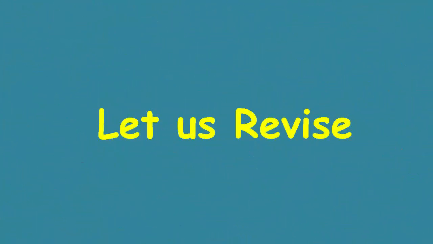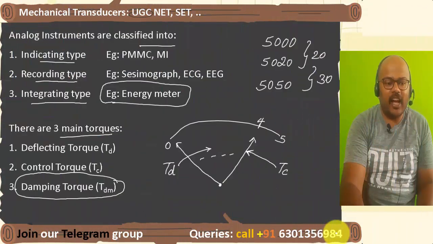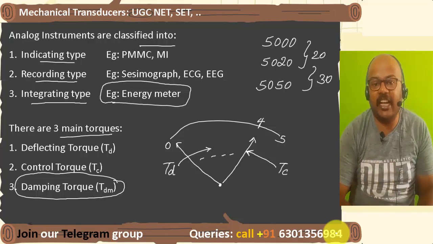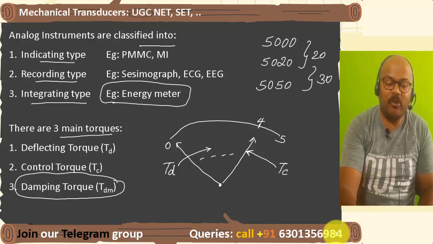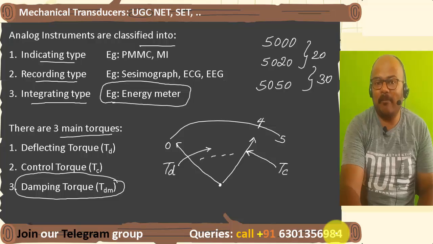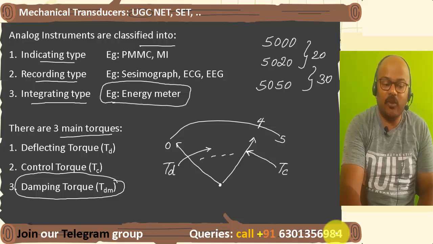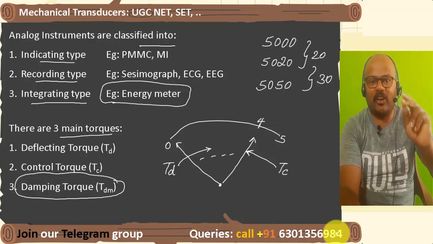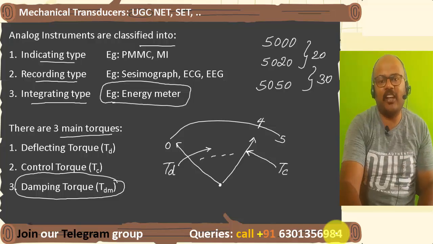So friends, let us do a quick revision of what all the things we have discussed till now. Analog instruments are classified into indicating type, recording type and integrating type. In the case of indicating type, you will be having PMMC, MI and EMMC. And you will be having three main torques: the deflecting torque, control torque and damping torque. What is the significance of it? They are going to ask.